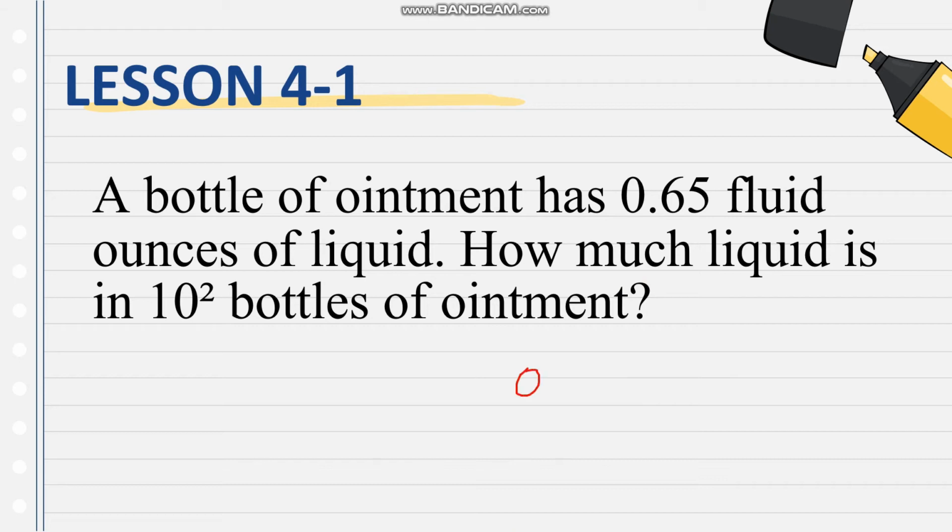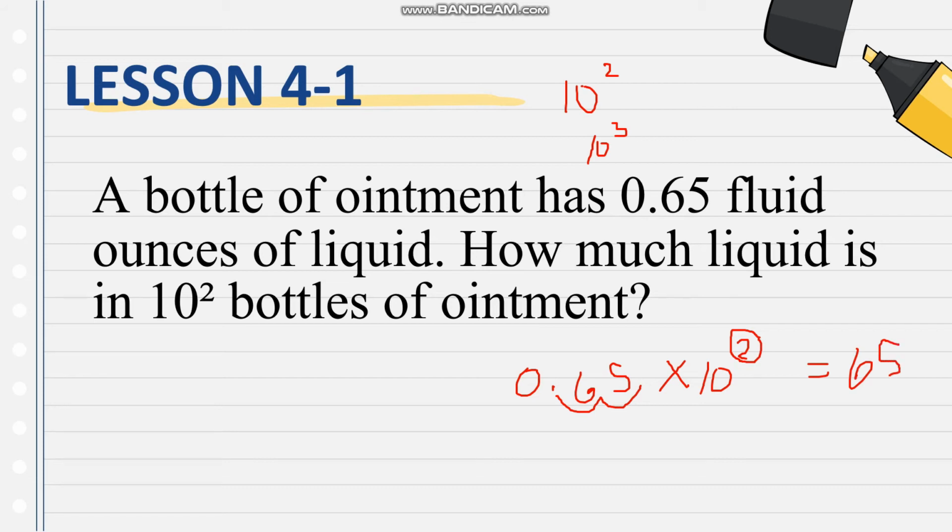So it means we just simply multiply 0.65 multiplied by 10 squared. If it is multiplying by 10 to the first power, to the second power, 10 to the third power, the movement of the decimal is going to the right. And the number of exponent is equivalent to the number of movements. So we have 2. So it means 2 movements going to the right. So it means the decimal now is at the end of 5. So the answer is a whole number 65.